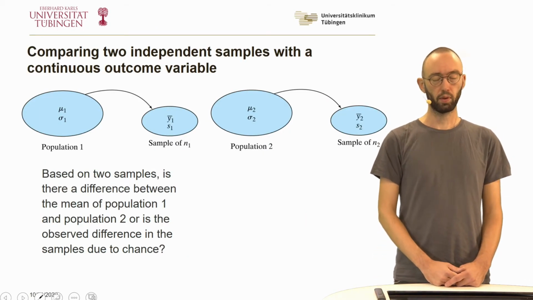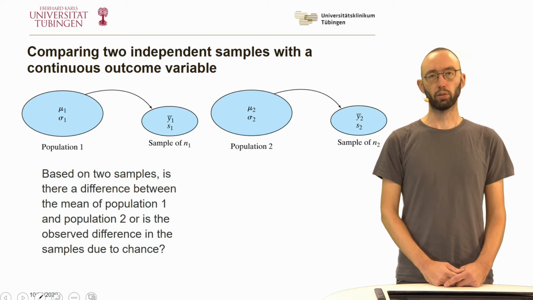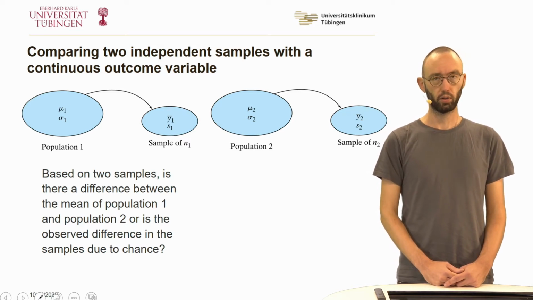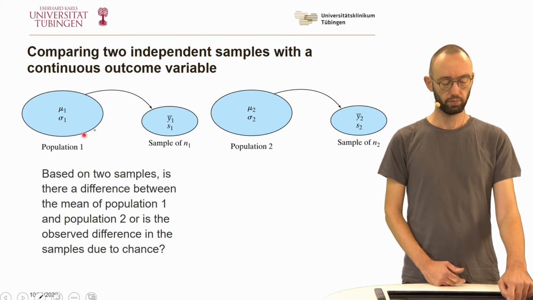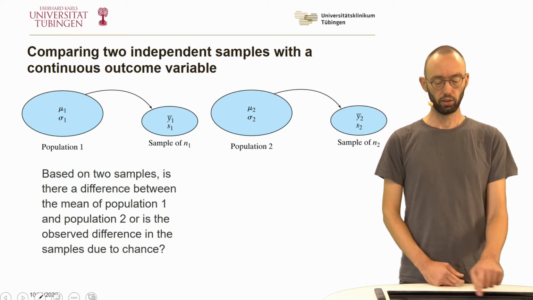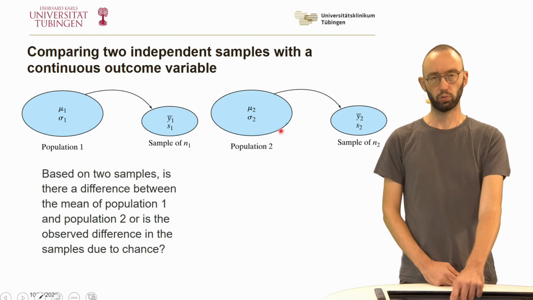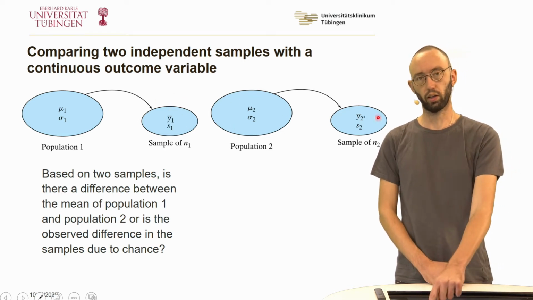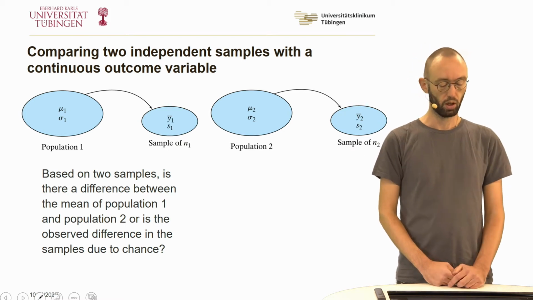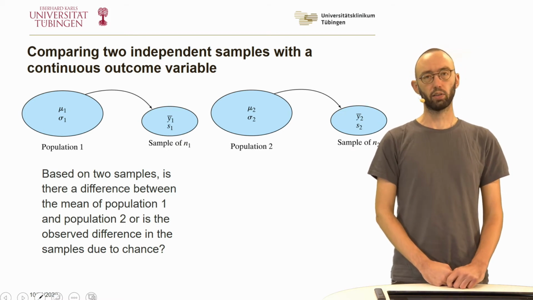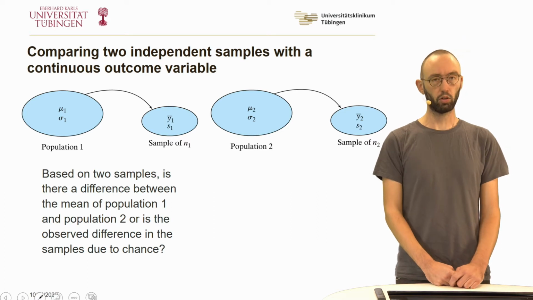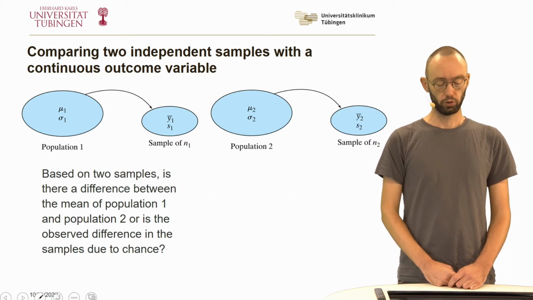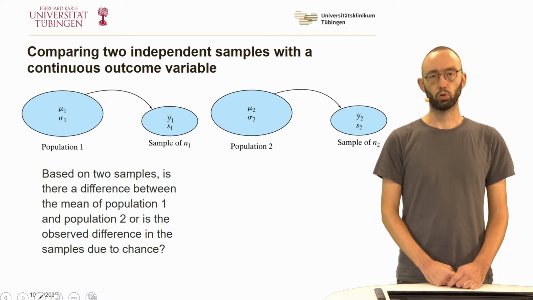Last week, we talked about how to compare two independent samples with a continuous outcome variable. We had a population 1, and we were interested in comparing its mean to a population 2 by only observing a sample from population 1 and a sample from population 2. Based on these two samples, we ask, is there a difference in the mean of population 1 and population 2? Or is the observed difference in the samples due to chance?